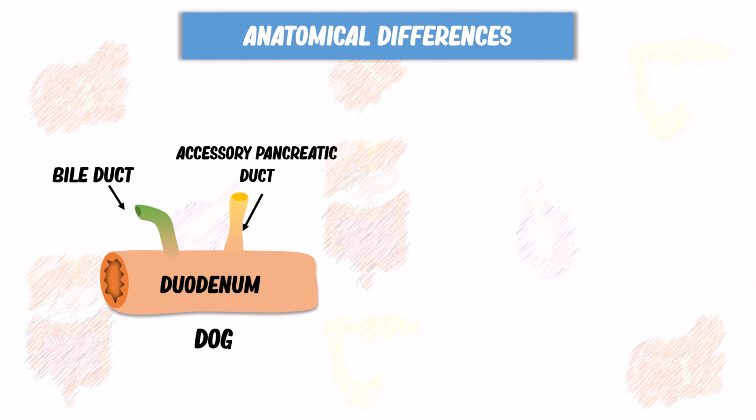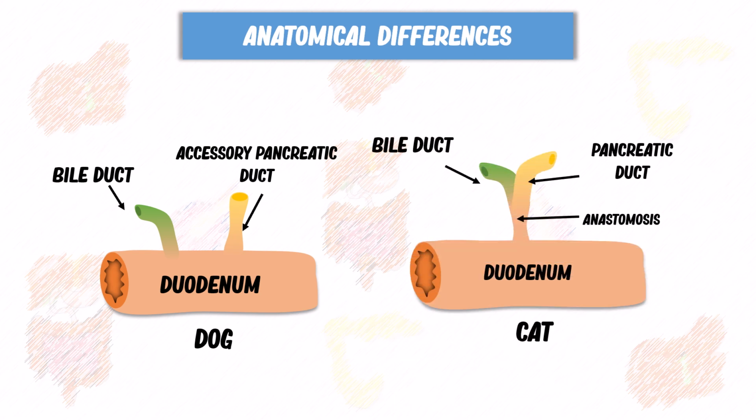In dogs, the accessory pancreatic duct is the main one, draining into the minor duodenal papilla. The bile duct drains separately into the major duodenal papilla. In cats, the pancreatic duct joins the bile duct and both empty together into the major duodenal papilla. This anatomical difference predisposes cats to a condition known as feline triaditis, but we won't cover that in this lesson.